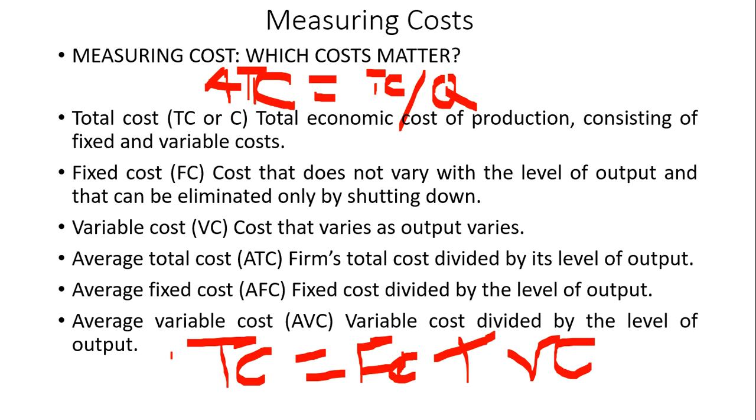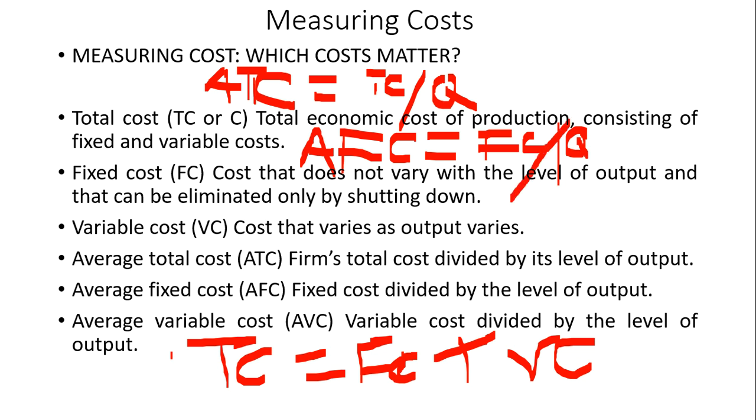So from the total cost function, we can get, one, the average total cost. Two, we can get the average fixed cost. So average fixed cost is equal to the fixed cost per unit of output, so it's the fixed cost over the units of output. At the same time, we can also get the average variable cost, which is equal to variable cost per unit of output Q.